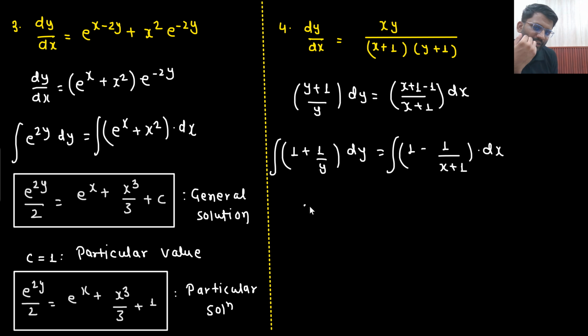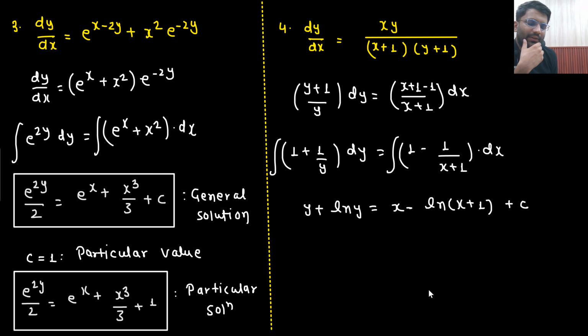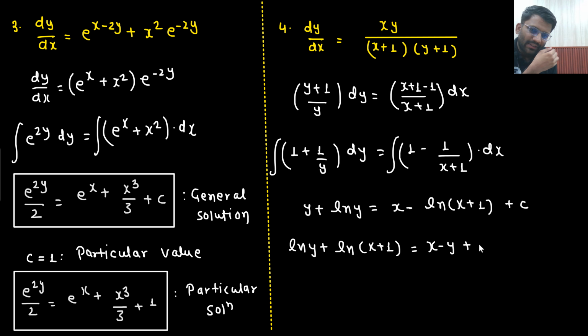So what is the integration of dy? That would be y. What is the integration of 1 by y? That would be ln y. What is the integration of dx? That would be x. What is the integration of 1 by x plus 1? That would be ln(x plus 1), plus c also I can add. Simple integration. x minus ln(x plus 1). Simple integration. y plus ln y. So I will take this ln y plus ln(x plus 1) here. That would be equal to x minus y plus c.